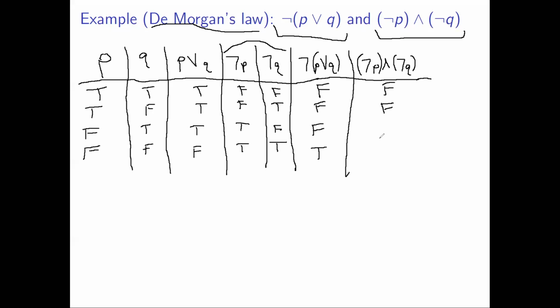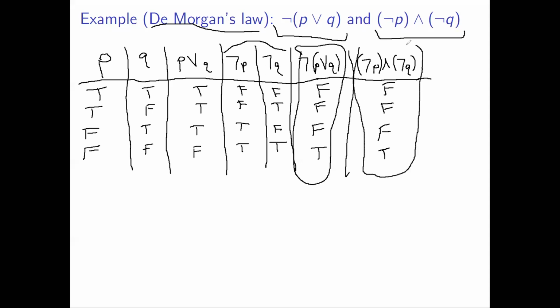Third row, not P is true, but not Q is false, so the conjunction again is false. Finally, in the last row, both not P and not Q are true, so the conjunction is going to be true. So we can look at these last two columns. We got FFFT in both of them. So these are logically equivalent propositions, and that is the first of De Morgan's laws.